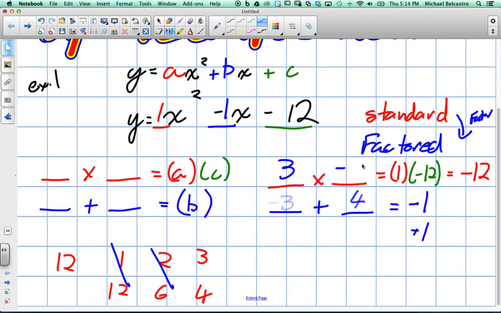Okay, and let's write the next one out. 3 times negative 4, that equals 12. Right, that's one of our sets of factors. 3 plus negative 4 is equal to negative 1. Okay, so that very long process there. So I'll put a negative here. So this is our set.